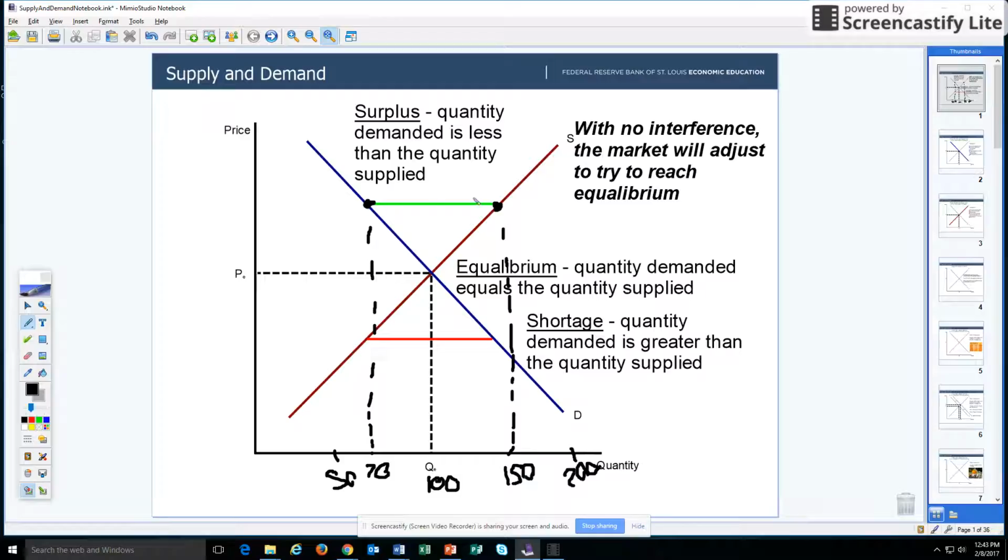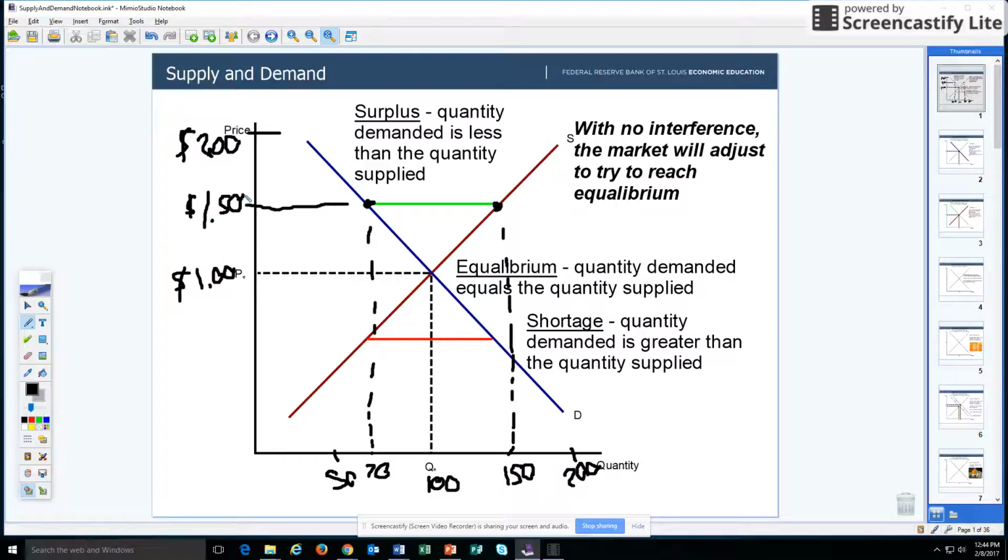So if our price is up here, say this is $1, and so $2 would be up here. And so maybe this would be $1.50.